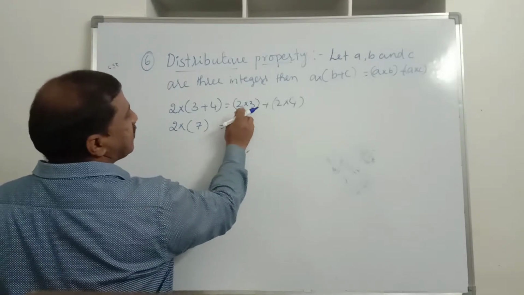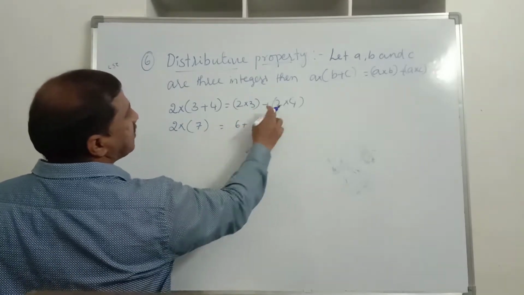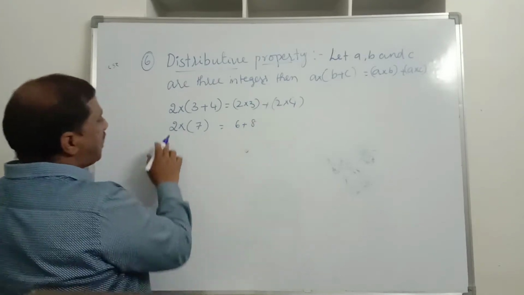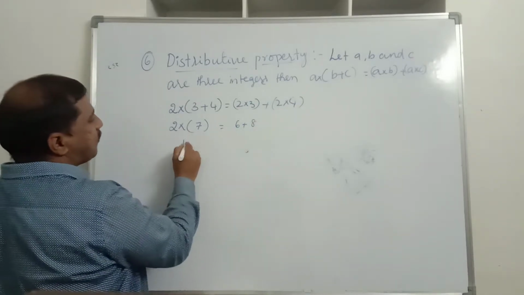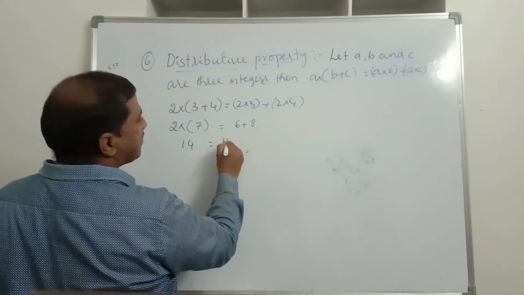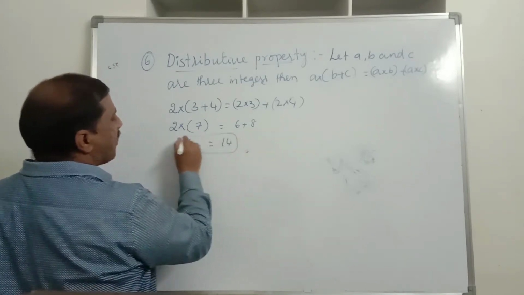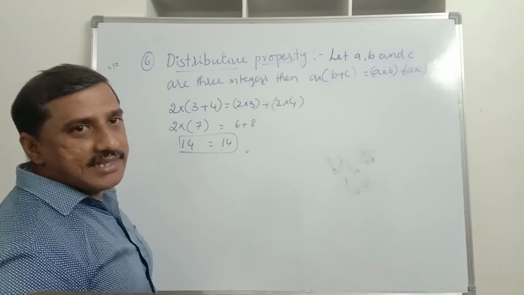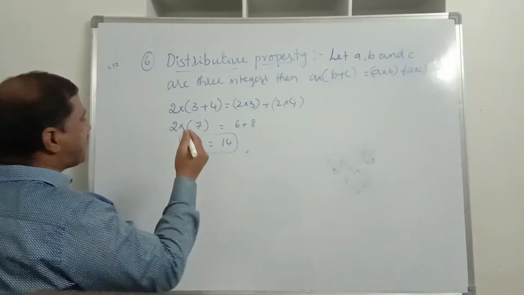Now simplify this: 2 into 3 is 6, plus 2 into 4 is 8. Now 2 into 7 is equal to 14. That is equal to 6 plus 8, what is it? It is also 14. Now both the products are equal on both the sides. Now let us discuss one more example.